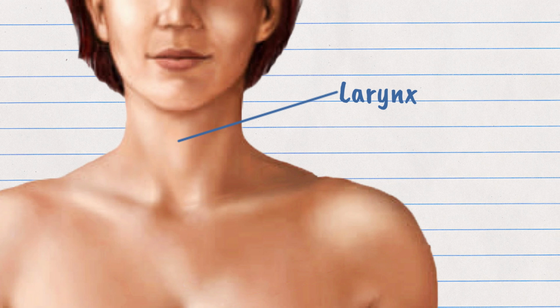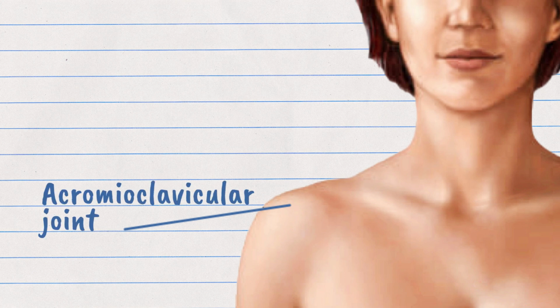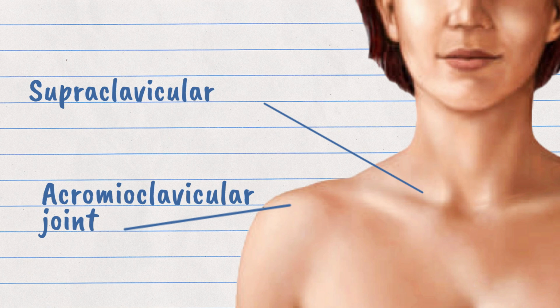Larynx, positioned at the midline of the neck just above the sternum. Sternocleidomastoid muscle, a distinct neck muscle connecting to the clavicle and sternum. Acromioclavicular joint, the joint uniting the clavicle and scapula. Supraclavicular fossa, a depression located above the clavicle.